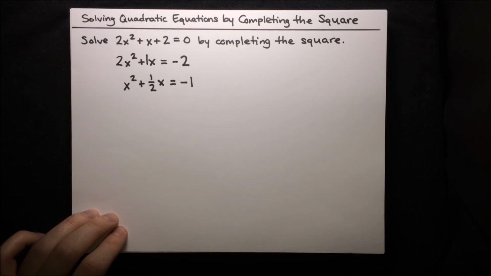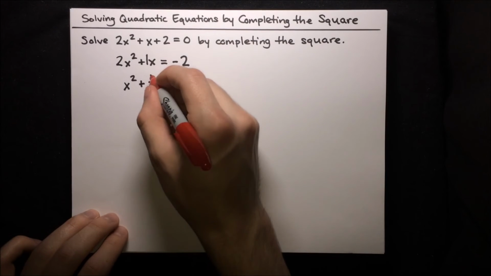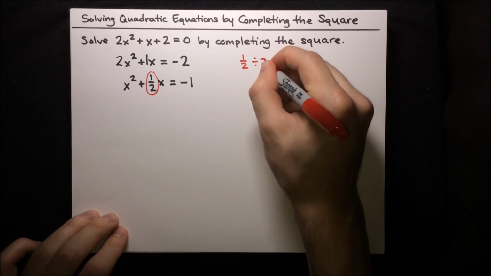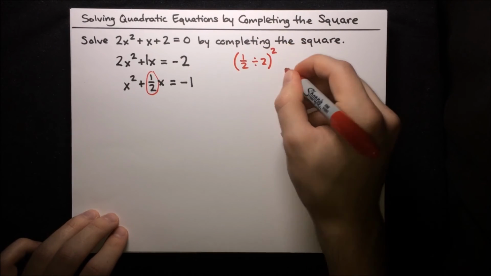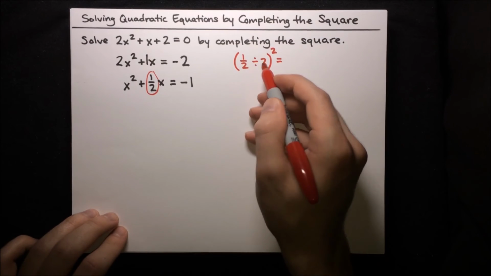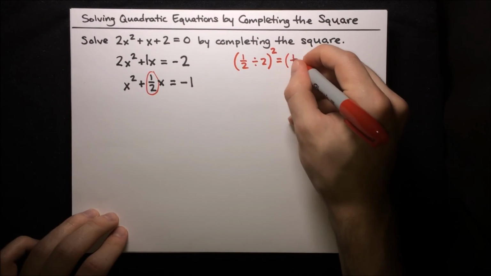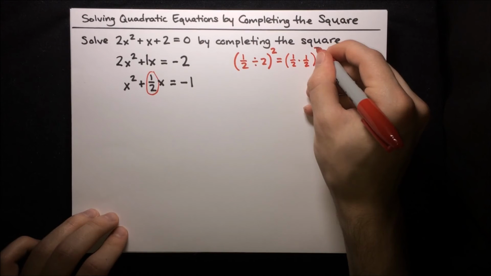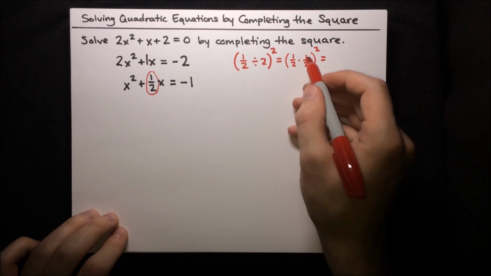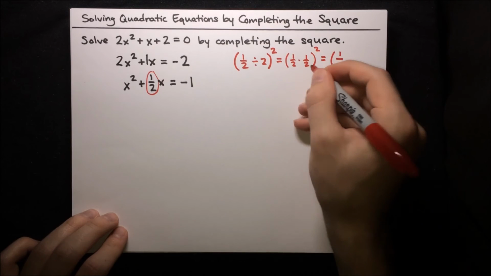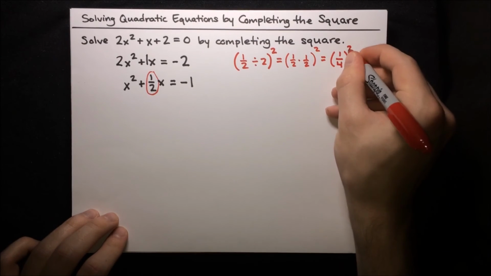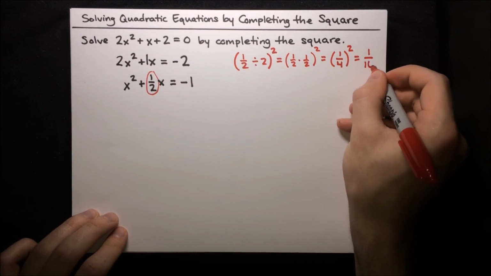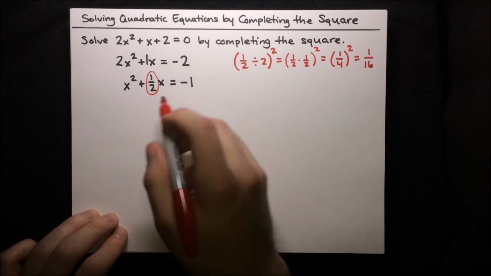All right, now we're in a good position to actually complete the square on this left-hand side. So take that x coefficient, 1/2, then divide it by 2, and then square it. So what's that? Well, what is 1/2 divided by 2? We can just write that as 1/2 times a half. Dividing by 2 is the same as multiplying by a half. So we'll do that and square it. That's easier to compute. 1 times 1 is 1, and then 2 times 2 in the bottom is 4. So that's a fourth, then squared. And a fourth squared, 1 squared is just 1, and then 4 squared is 16. So 1/16 is the number that we want to add to both sides.